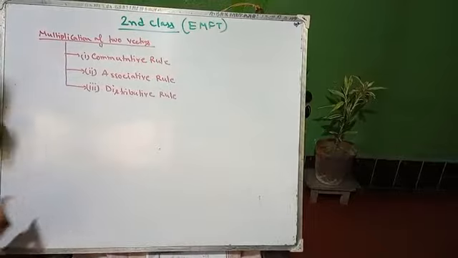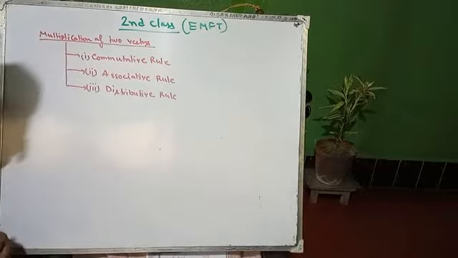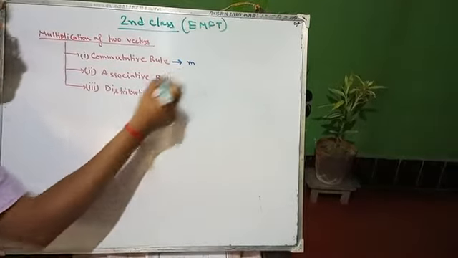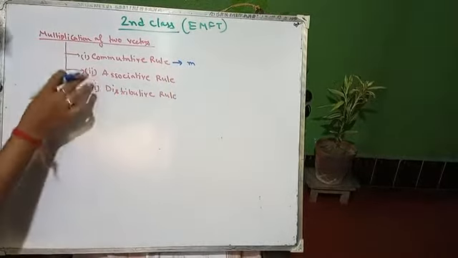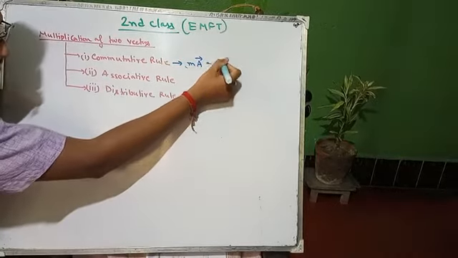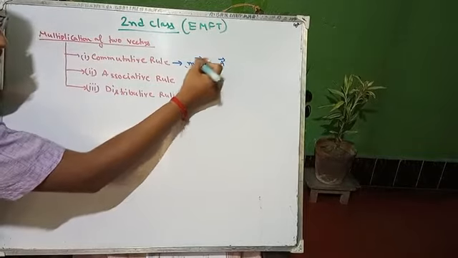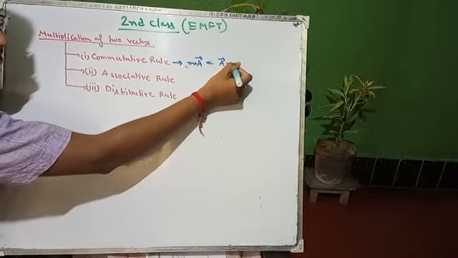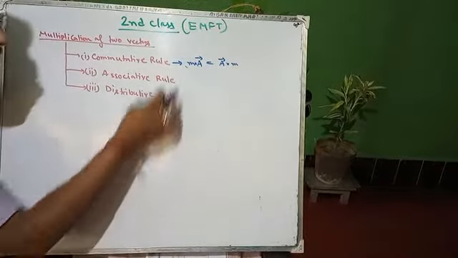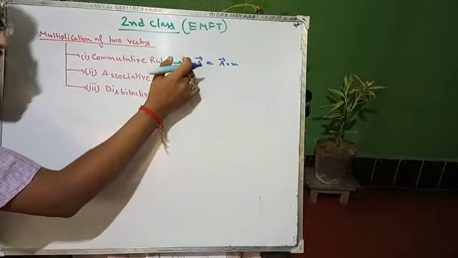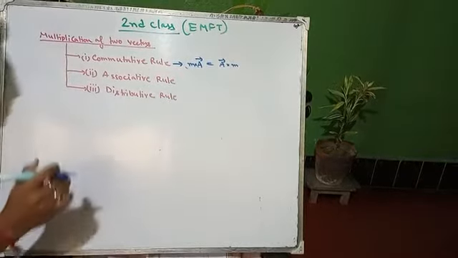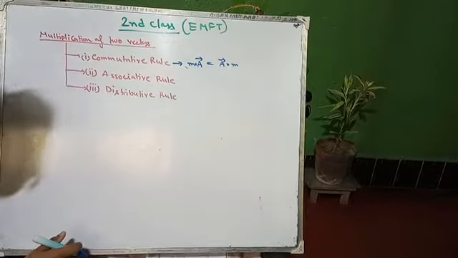So what does the commutative rule state? Commutative rule states that if we multiply any vector with any scalar, where m is a scalar and a is a vector, it can be written as m into a vector equals a vector into m. This is the commutative rule. It is very much easy actually. So next one is associative rule.